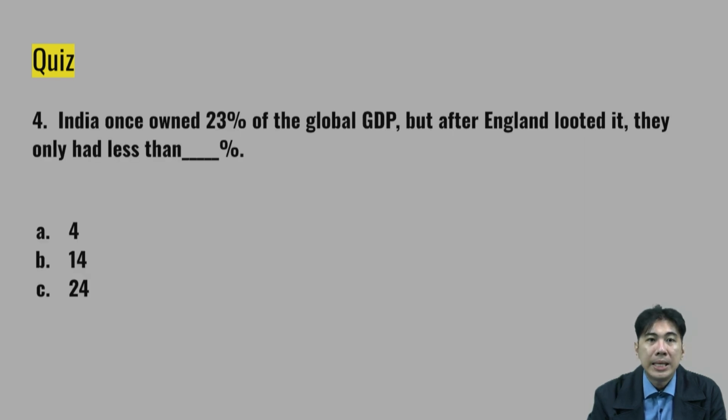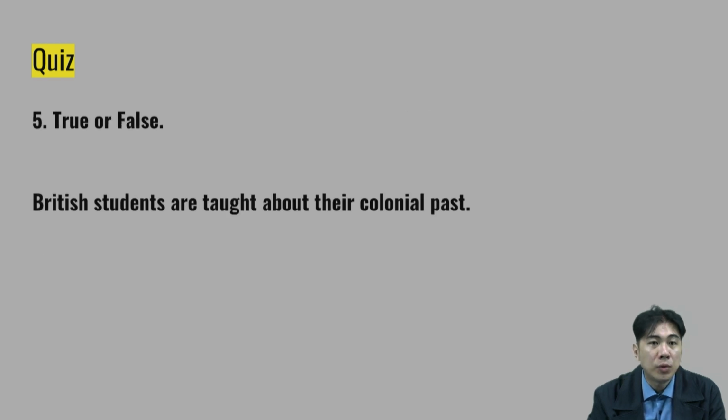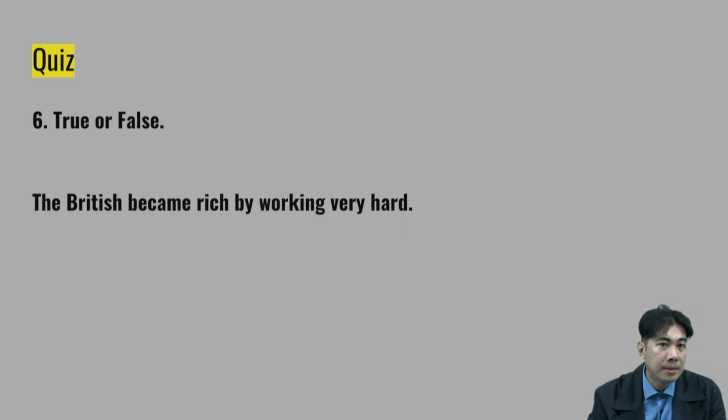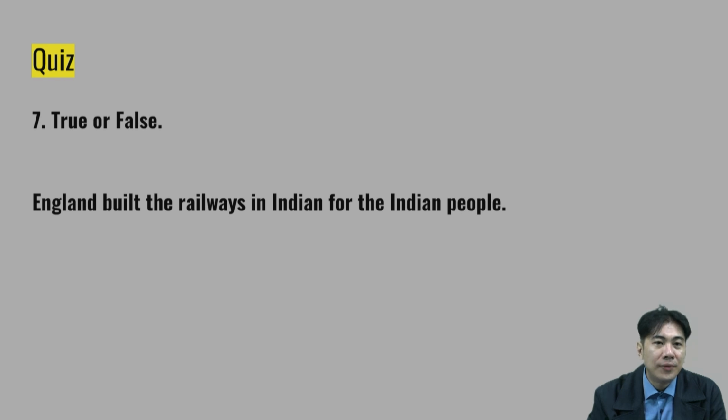Number 4, India once owned 23% of the global GDP, but after England looted it, they only had less than what percent? Number 5, true or false? British students are taught about their colonial past. 6, true or false? The British became rich by working very hard. 7, true or false? England built the railways in India for the benefit of the Indian people. Okay. Let's look at the answers.